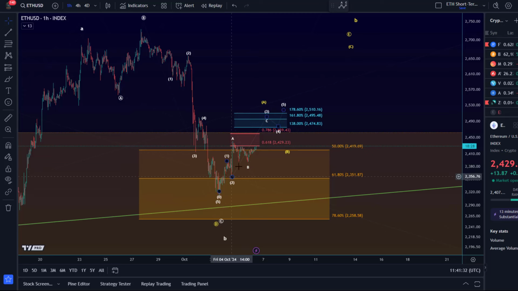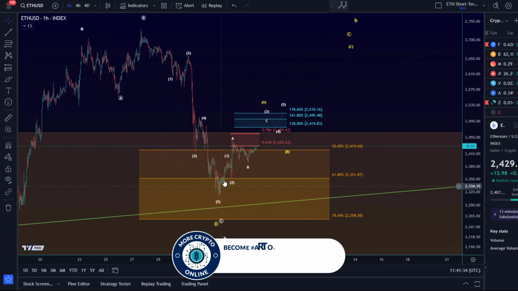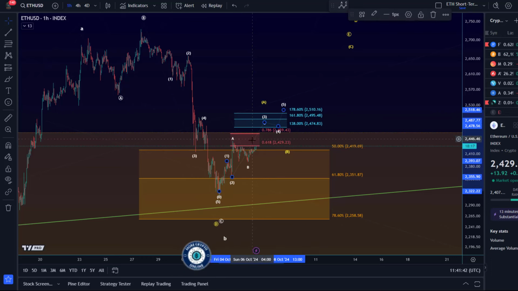Okay, but the problem is it's not impulsive to the upside. So we might be dealing with a diagonal, but even then, I only have 3 waves up at the moment. So first of all, I would need wave C of 3 completed. That would be a viable 3rd wave in a 5-wave pattern. It needs to get to 2474 plus. Then I want to see a 4th wave and a 5th wave.